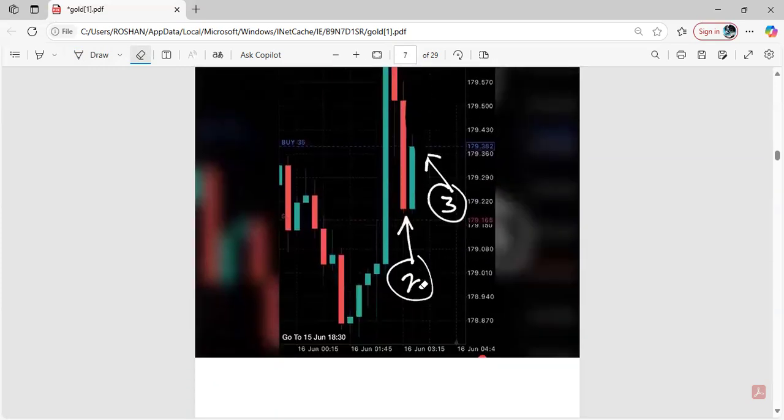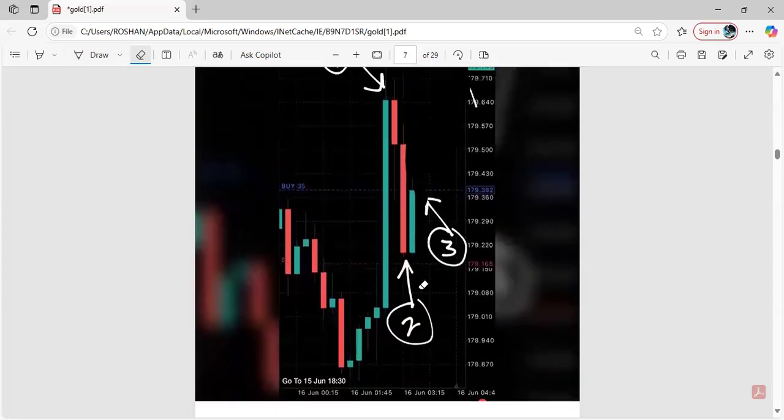Okay, so let me explain the another trade. Probably this will be the last trade in this part one video. I will explain another trades like this in another videos, like altogether 10 to 15 trades in a single video.